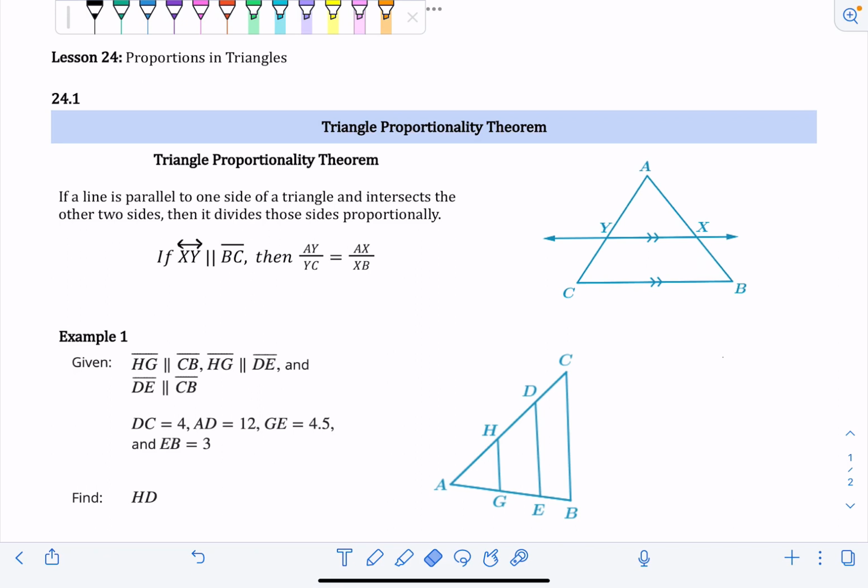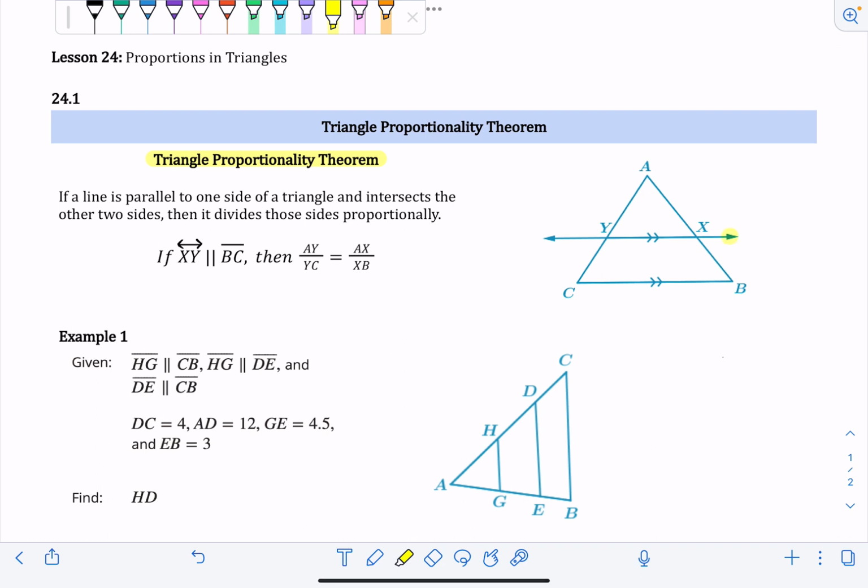S1L24 is about proportions within triangles. So 24.1 introduces a new theorem called the triangle proportionality theorem. Starting in the upper left, the triangle proportionality theorem says that if a line is parallel to one side of a triangle and it intersects the other two sides, then it divides those sides proportionally.